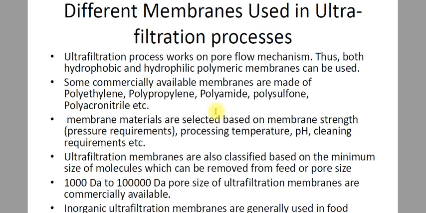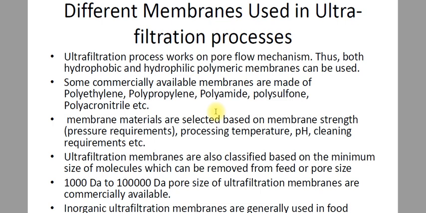So basically the ultrafiltration process works on the pore flow mechanism. Why the pore flow mechanism? What is the meaning of the pore flow mechanism? In this process the membranes are porous membranes, and the size of the pores is at the micrometer scale. So you can separate out different types of microorganisms by using the ultrafiltration process. In reverse osmosis you have a non-porous membrane, and the separation occurs due to the solution diffusion mechanism. Here the separation does not occur due to solution diffusion. Here separation only occurs due to the pore flow mechanism.